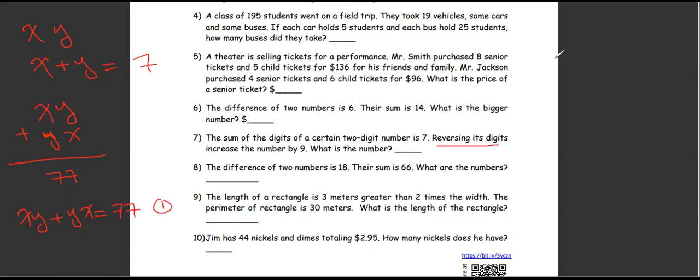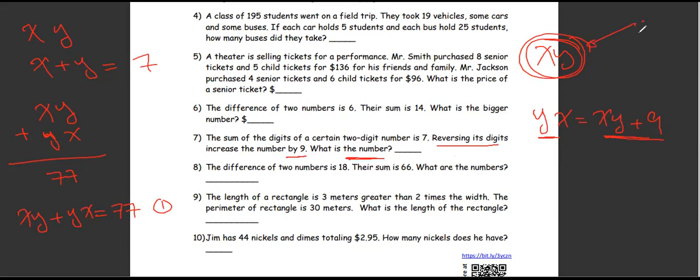Reversing its digits. So we're going to reverse these digits. So let's reverse it, and increase the original number by 9. So when we reverse it and increase the original number by 9, what is the number? Do you want the original number? So this is our second equation.